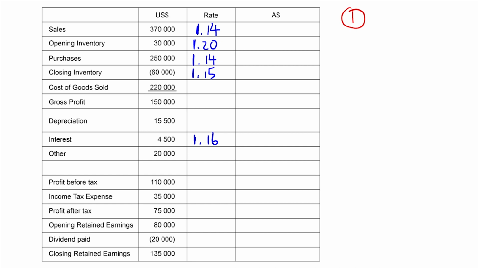Other expenses, just like the purchases, they incurred evenly throughout the year. So it's going to be 1.14. If we go down further, we got income tax expense as well. Also, it's going to be based on average.